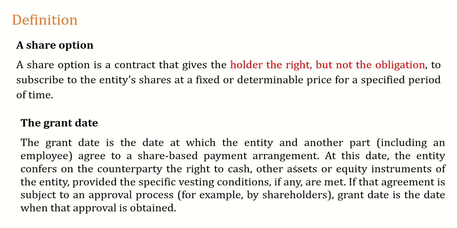Just remember this simply. Suppose you are an employee of my company. I tell you that if you work in my company for another 3 years, I will give you today a share option to buy my company's shares. After 3 years, you can purchase my company's shares for Rupees 100. The day we come to that agreement, that date we call the grant date. The grant date is the date at which the entity and the other party, including an employee, agree to a share based payment agreement. So that is the date we agreed to this share based payment. The day we agreed is what we call the grant date, right?